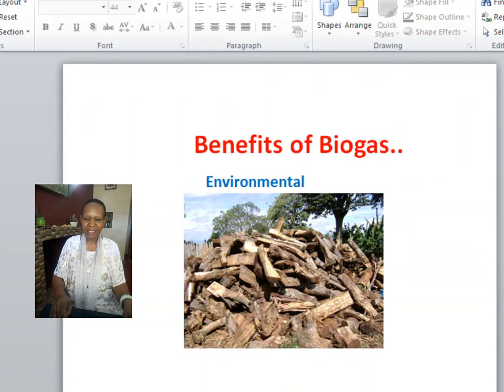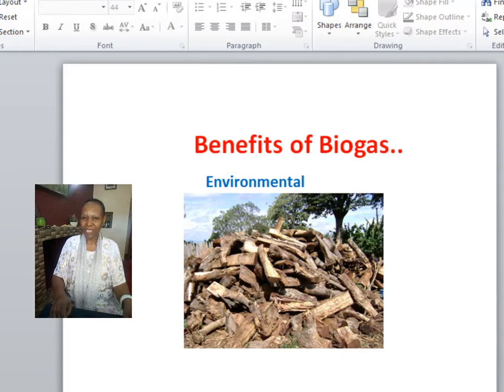Environmental benefits. You know that if you cut down trees, you'll affect the environment. How? It's because trees take in carbon dioxide and produce oxygen. Human beings do the opposite. They take in oxygen and produce carbon dioxide. So trees clean the environment for us.